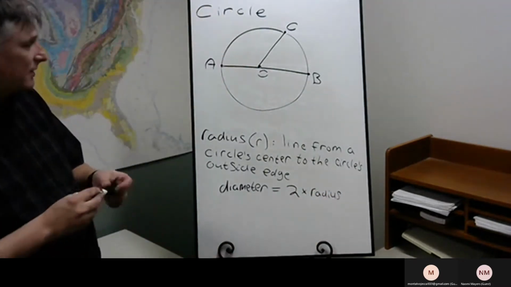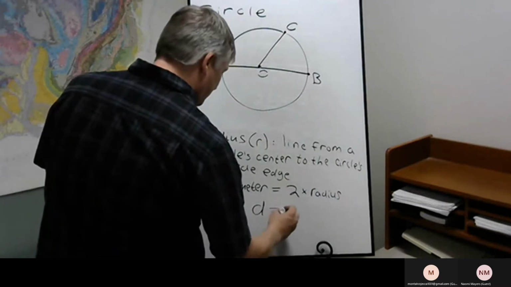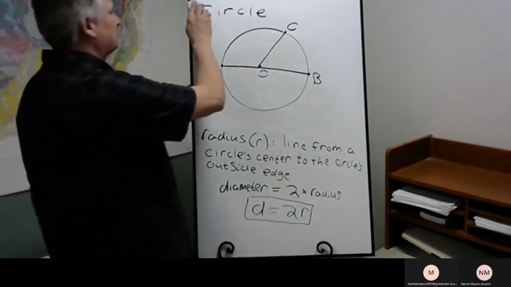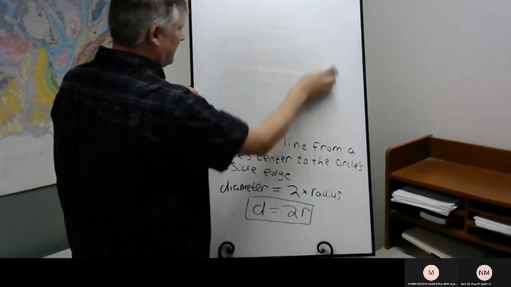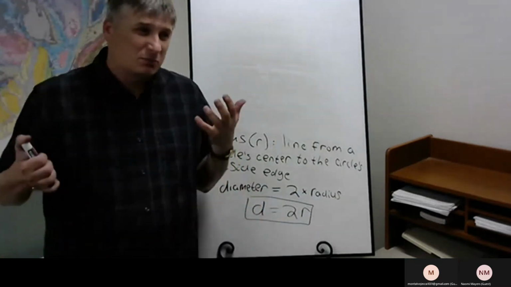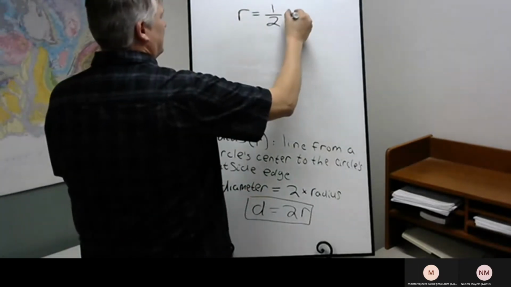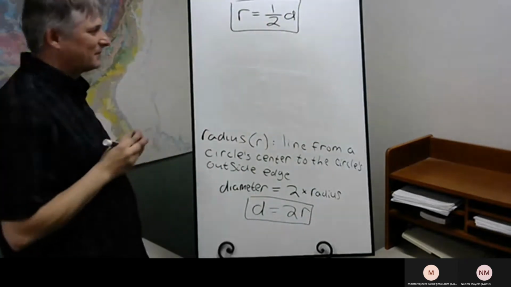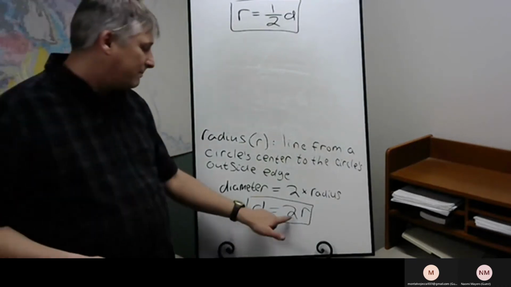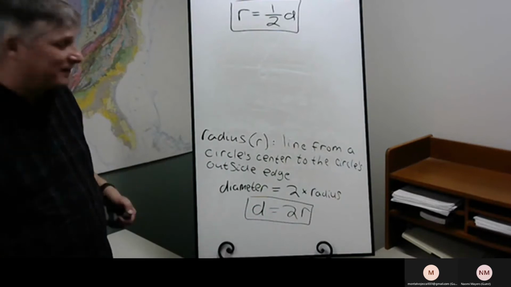So the diameter is 2 times the radius, or using symbols, d is 2r. Now, another formula you can get out of this: if d is 2r, that means the radius is half the diameter. So you'll get r equals 1/2 d. That's another formula you can get from this. We'll talk about this later in the algebra chapter, but if you divide both sides by 2, you'll get this one. All right.